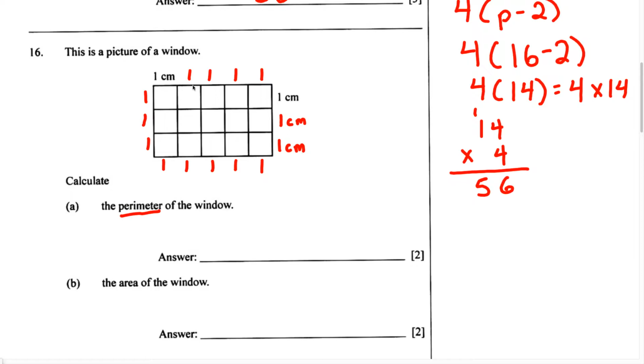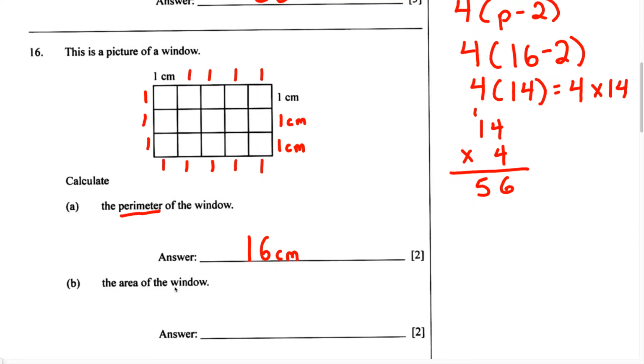Now that we have the distance around the whole figure, we're just going to add. We can say 1 plus 1 is going to give us 2, plus 1 is 3, plus 1 is 4, plus 1 is 5, and so on, up to 16. So the perimeter of the window is going to be 16 centimeters.